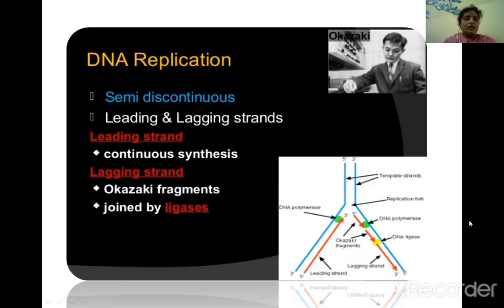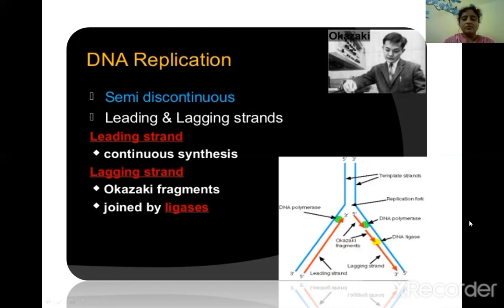In this model, during this replication, one of the newly synthesized strands is the leading strand. It is continuously extended by a single primer. The second strand, also known as the lagging strand, is discontinuously extended by a large number of primers, which is very clear in this diagram.